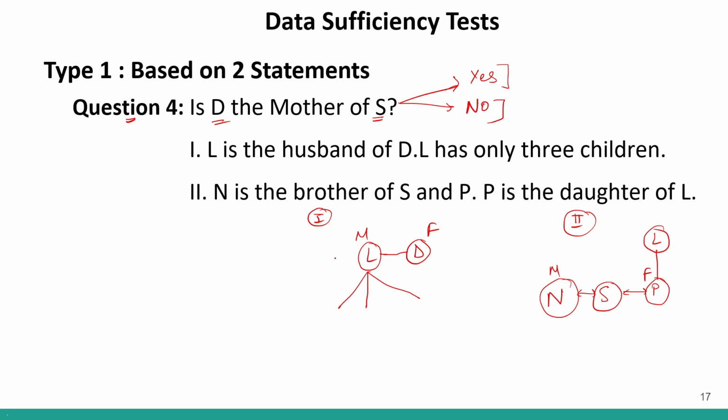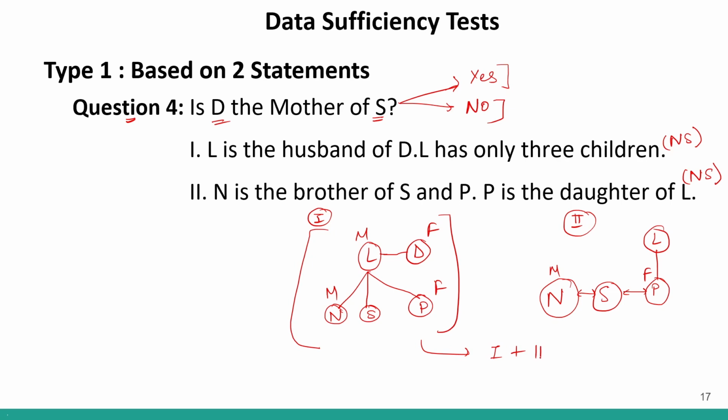If I combine both the statements, alone neither was sufficient. Okay, alone neither was sufficient, correct? But if I combine them, I can see that combining statement 1 and 2, L has 3 children, N, S and P. P is female and N is male. So by looking at this particular graph, which is a combination of statement 1 plus 2, I can ascertain that D is definitely the mother of S. So I am getting the answer in yes, D is the mother of S. And this I can ascertain with the help of combining both the statements, correct?